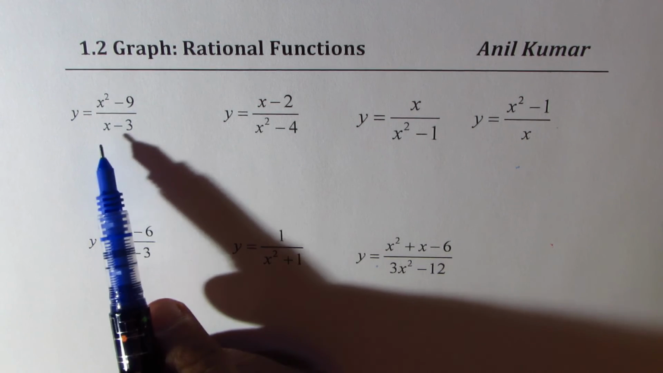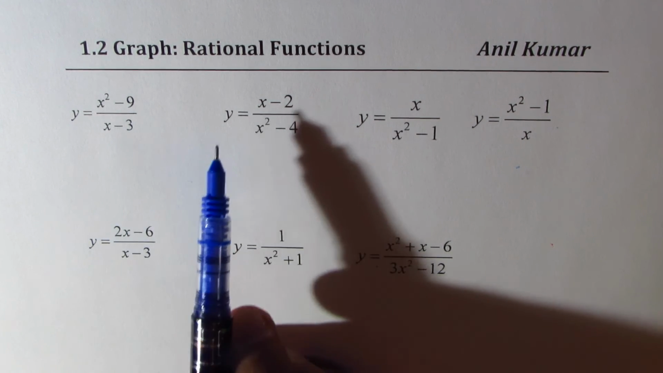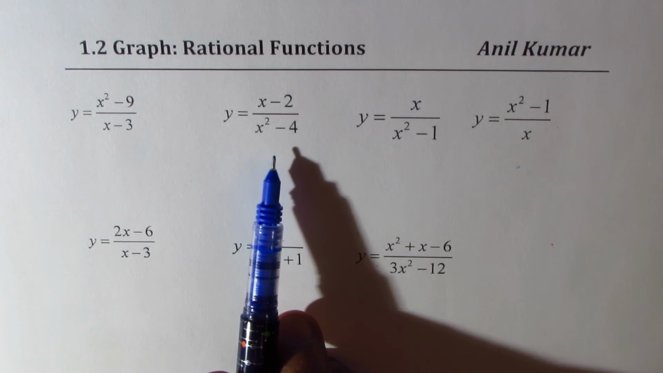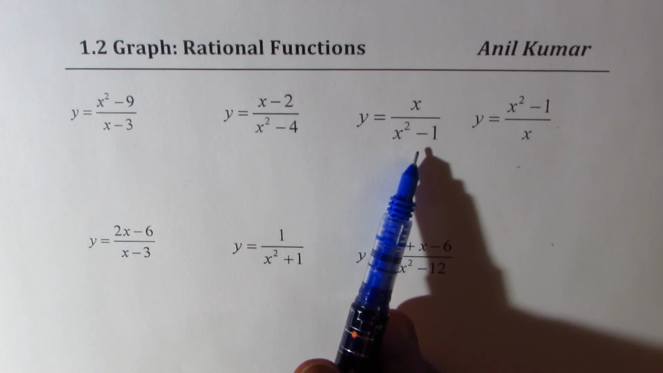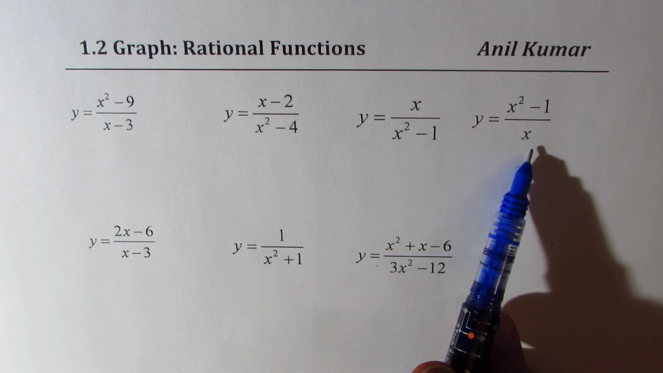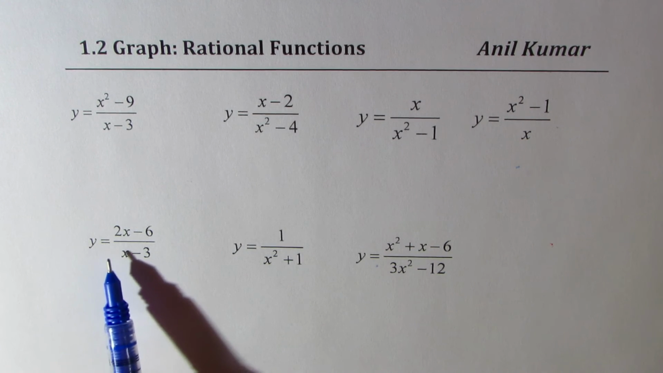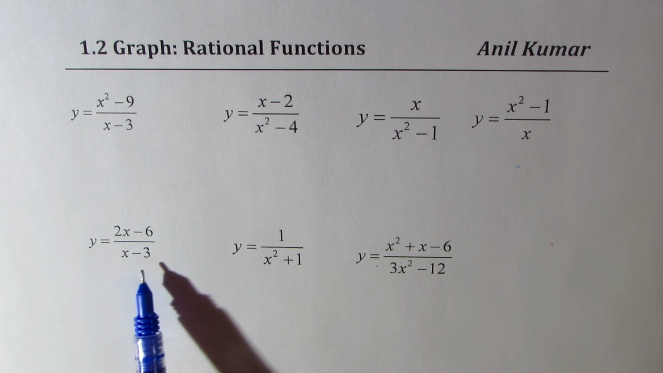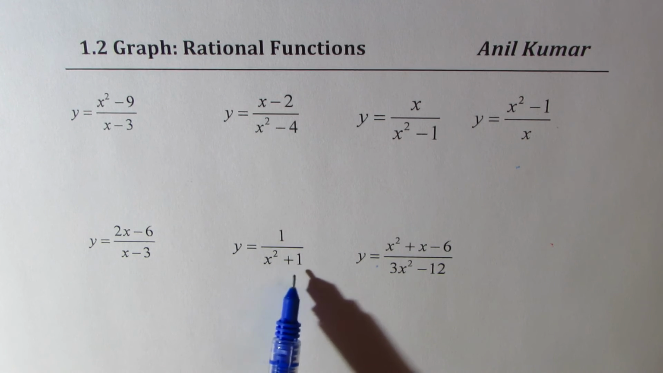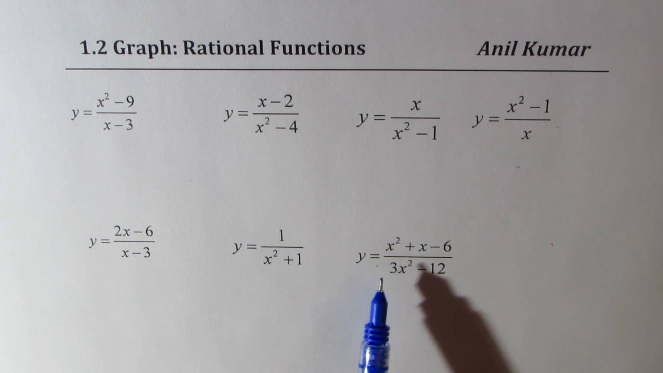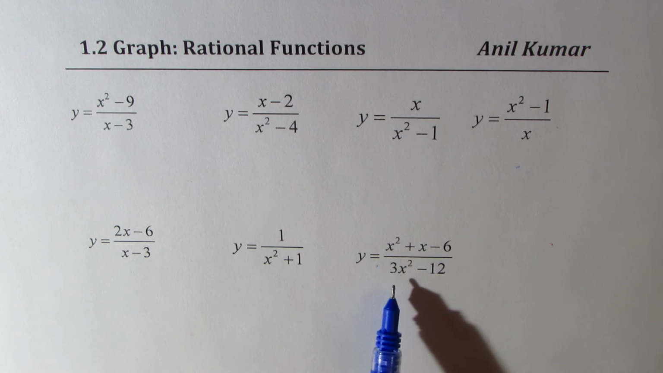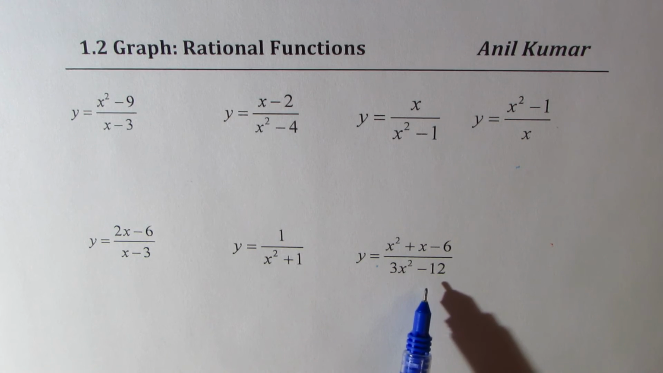y equals x squared minus 9 over x minus 3. y equals x minus 2 over x squared minus 4. y equals x over x squared minus 1. y equals x squared minus 1 over x. Then we have y equals 2x minus 6 over x minus 3. y equals 1 over x squared plus 1. And y equals x squared plus x minus 6 over 3x squared minus 12.